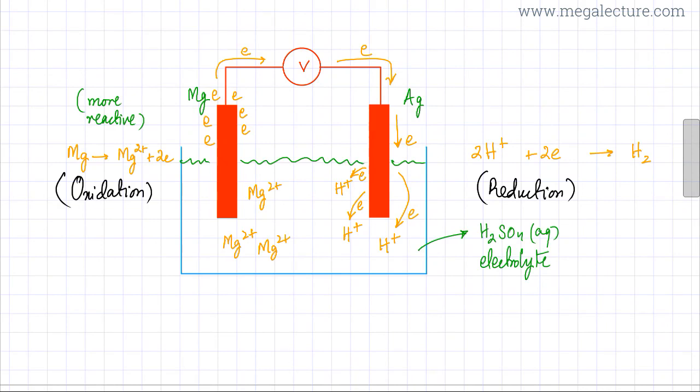Another thing that you would notice is that on the left hand terminal oxidation is happening, on the right hand terminal reduction is happening. There's a gain of electrons taking place at the right hand terminal, and there's a loss of electrons taking place at the left hand terminal. Now remember, in electrochemistry, wherever oxidation occurs, that's your anode. So this left hand terminal is your anode, and wherever reduction occurs, that's going to be your cathode.